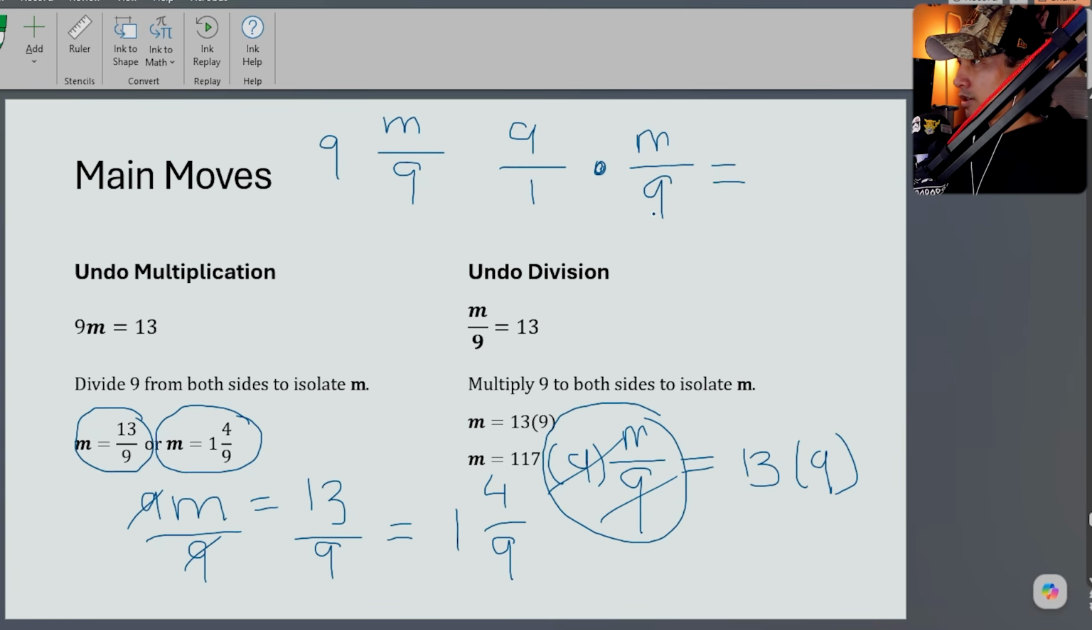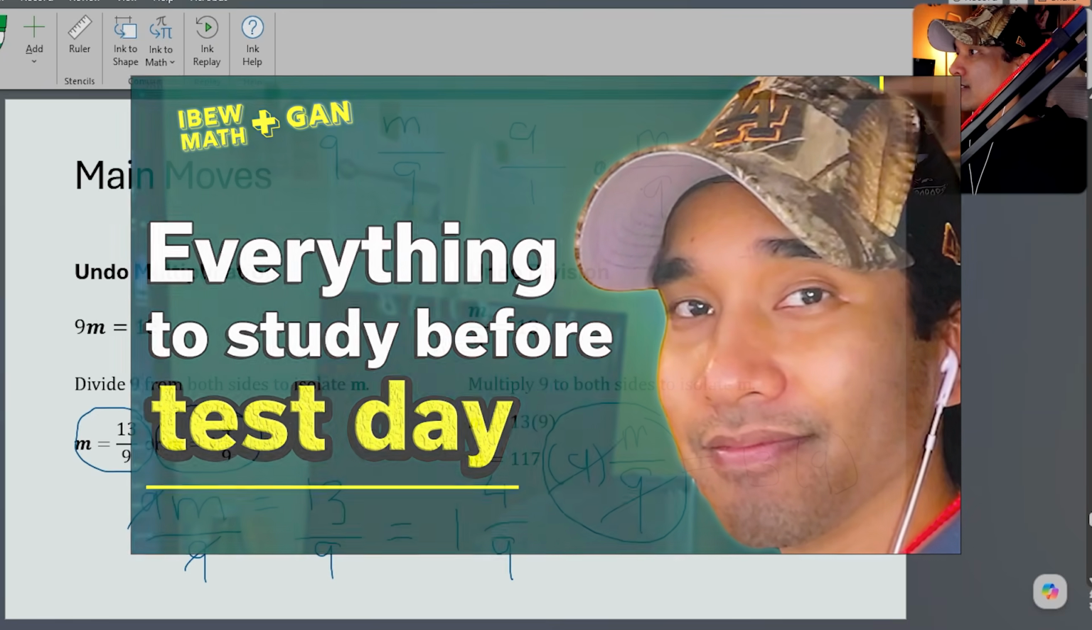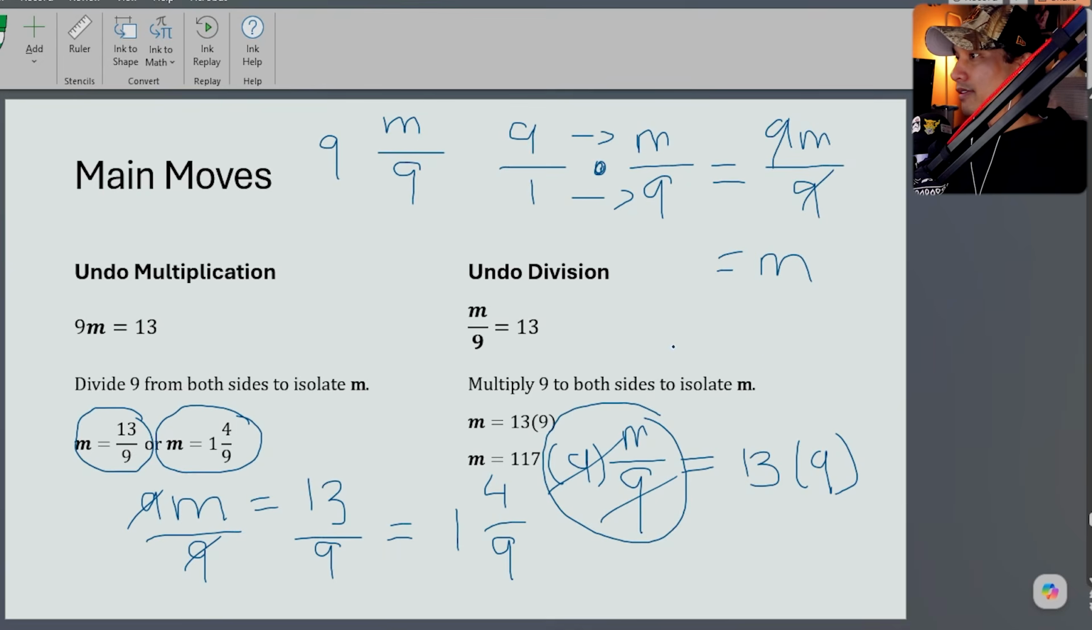You've watched the 20 skills you need to know before the test. And you know, when you multiply fractions, you just multiply across. So we get 9m over 9, and then these cancel out, right? Because 9 divided by 9 just equals m, right? You're tracking. You get it. Okay, that's it. I like canceling out the fractions.